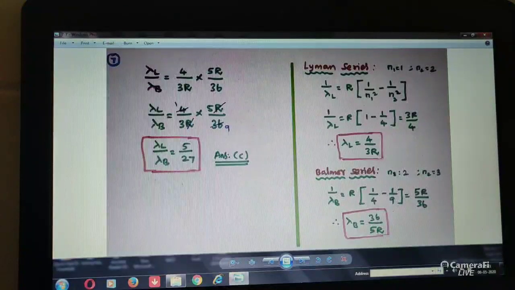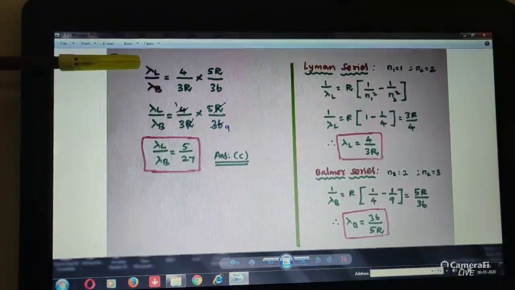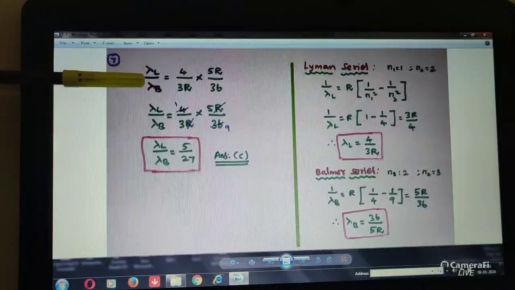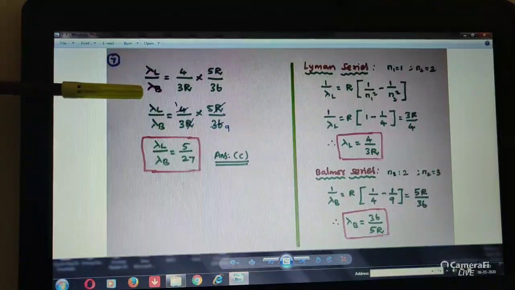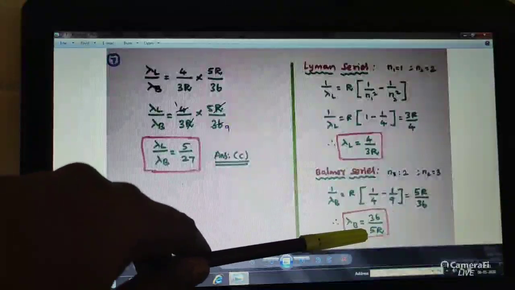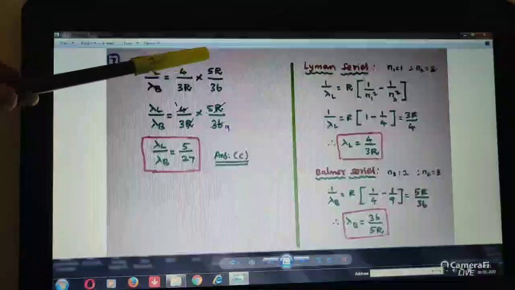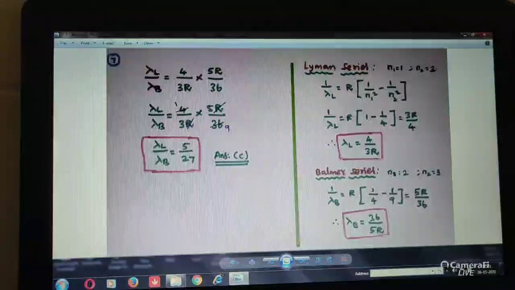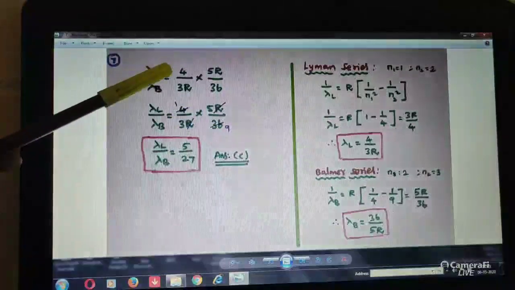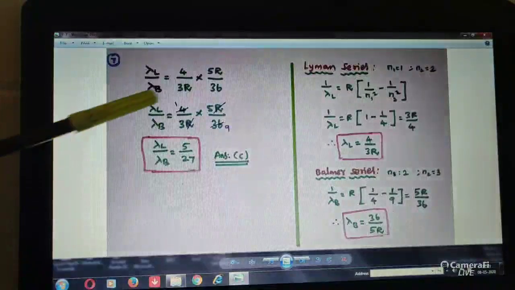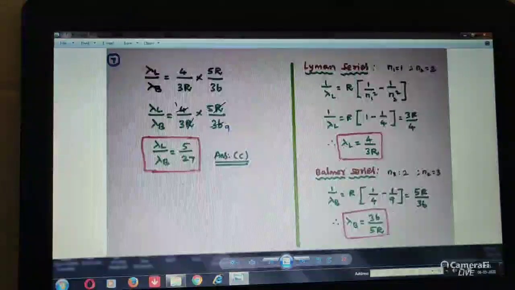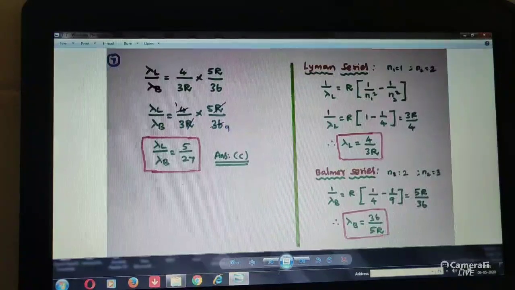Now they are asking the ratio of the longest wavelength in the Lyman series to the Balmer series. So we can write lambda L is 4 by 3R, lambda B is 36 divided by 5R, taking the reciprocal, 5R divided by 36. If you simplify 4 and 36, the 9 times, and R will be cancelled. So we get 5 divided by 27. Very easy question, it is possible to find within a minute.